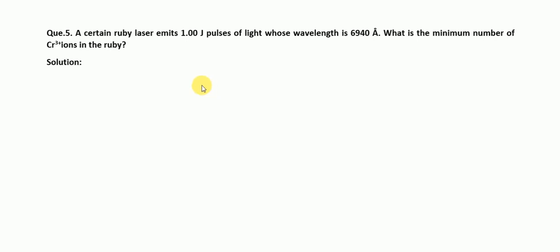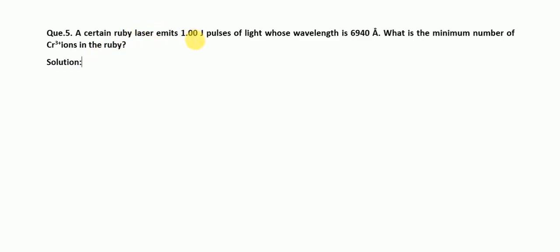So today we have this question. A certain ruby laser emits 1 joule pulses of light whose wavelength is 6940 Angstrom. We need to determine how many chromium 3 plus ions, or Cr3+ ions, we need at the very least to generate this laser pulse. So what is the minimum number of chromium 3 plus ions in the ruby laser?